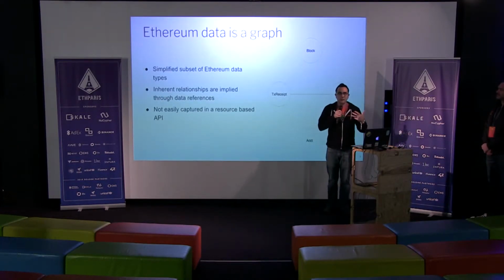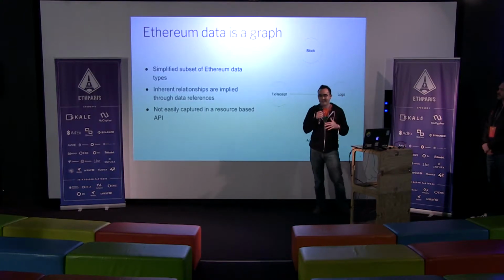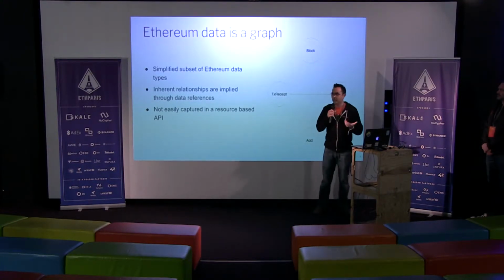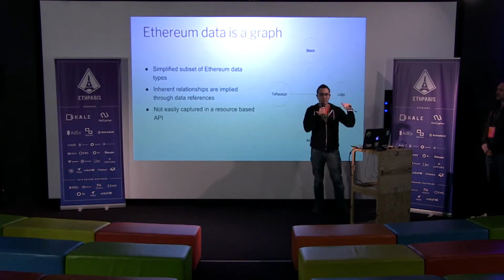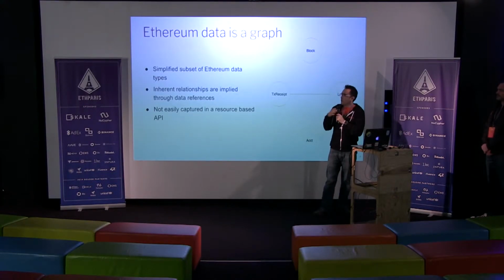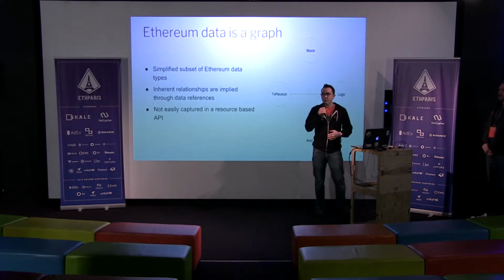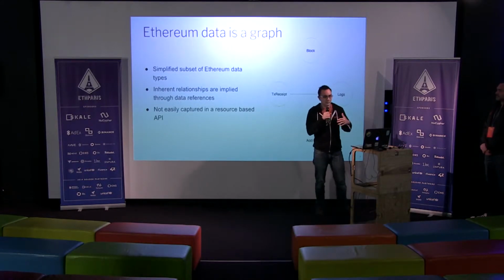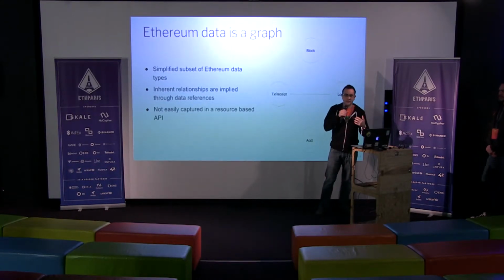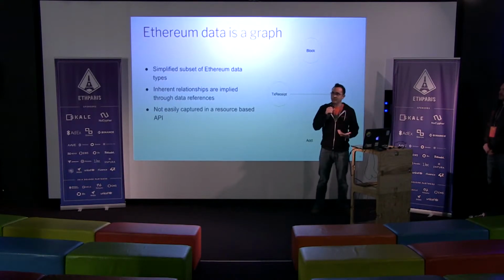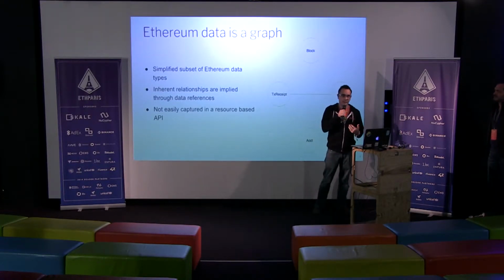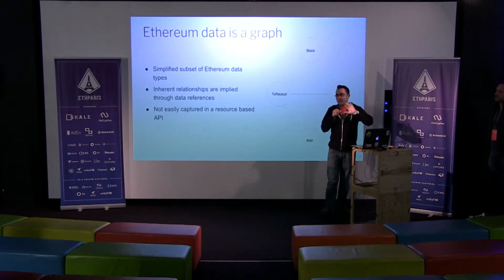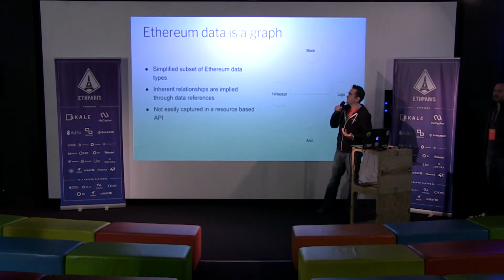So essentially, Ethereum data is a graph, right? I would posit that any non-trivial data that you're going to have in an application is a graph, right? You have different data types or different documents. You have relationships between those documents. What I'm showing in this slide is a simplified view of Ethereum data. Blocks, transactions, logs, accounts, they all exist as different data types that have relationships, but they're only implied via hash references when you pull a block or you pull a transaction. And this kind of relationship is not easily captured in a resource-based API.